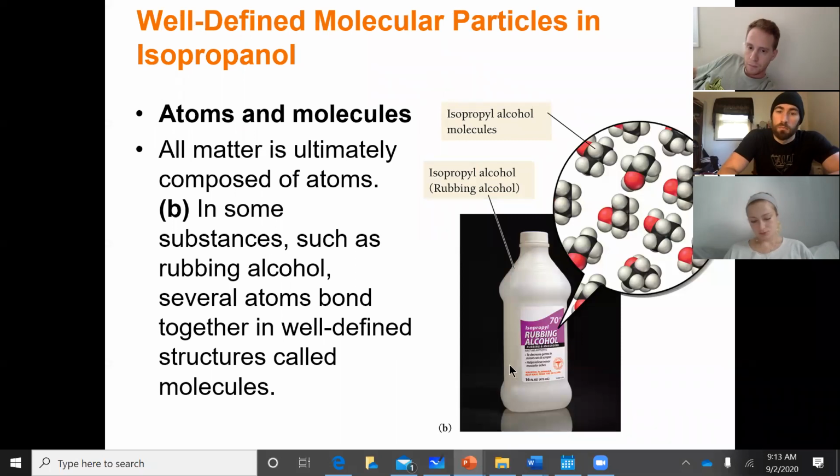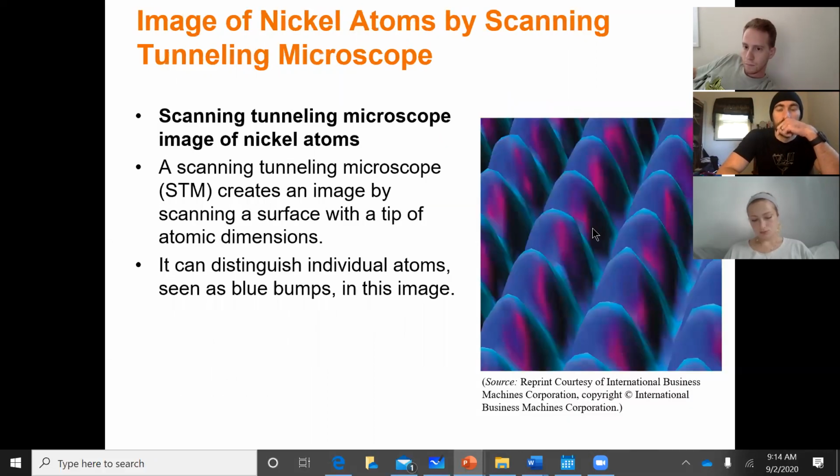If we look at a bottle of isopropyl alcohol, or rubbing alcohol, this liquid is not free atoms floating around, it's molecules. There are these little packets of isopropyl alcohol molecules, each made up of a certain number of carbons, hydrogens, and oxygens. The more of these little things you have, the more rubbing alcohol you have. But in order to have the properties of rubbing alcohol and behave like it, it needs to be these little guys in there.